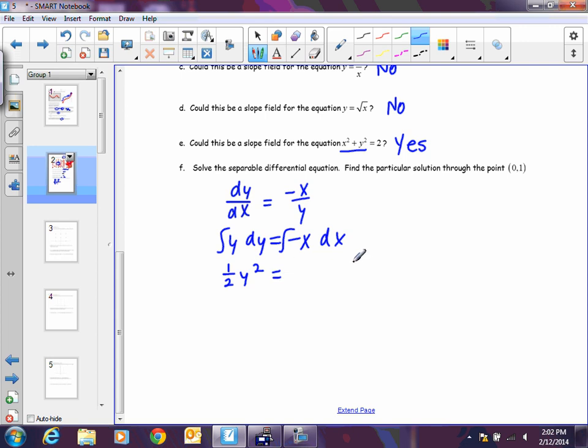Now, we would write a plus c here, but what we're going to do, just like always, is write the plus c on the right side. Remember, the plus c just represents some constant, and it's going to change in the problem, so the fact that I'm combining two is no big deal. What's the antiderivative of negative x? Negative half x squared, and then this is going to be the plus c.